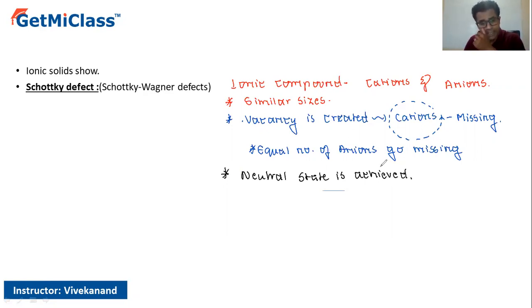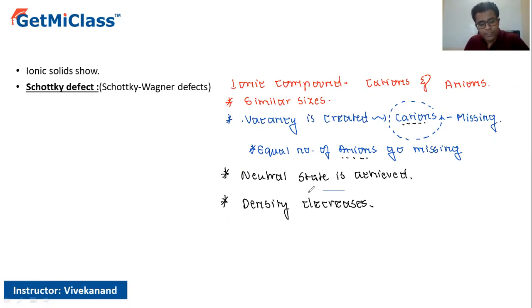Now we need to understand that when the neutral state is achieved, we are going to lose some amount of cations and some amount of anions in this case. So therefore here the density is affected. The density decreases a lot.